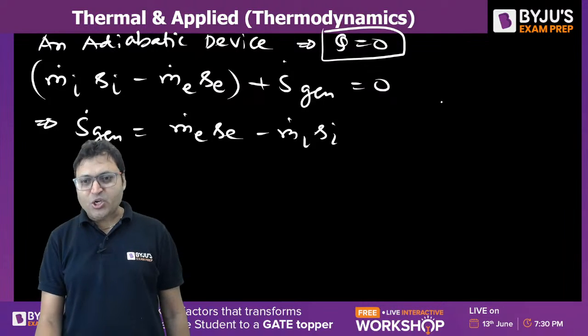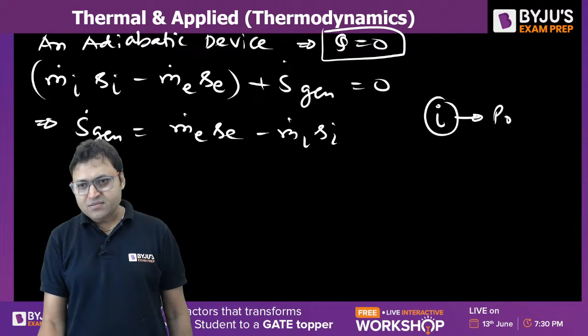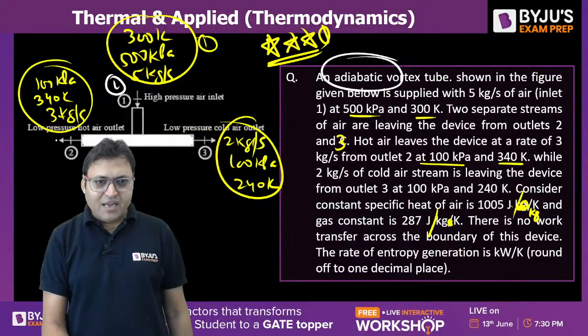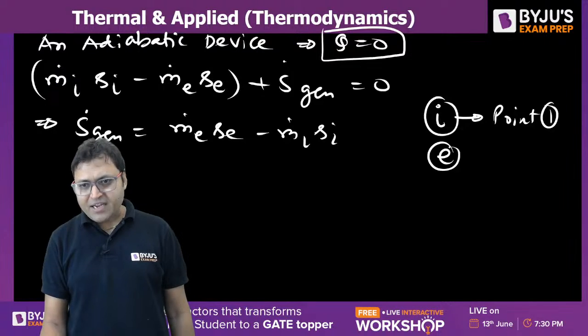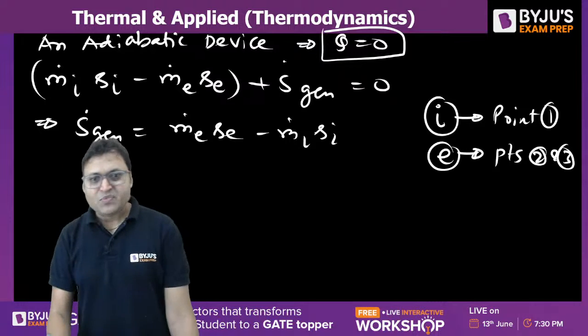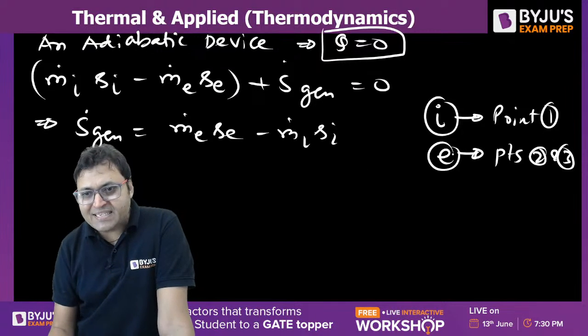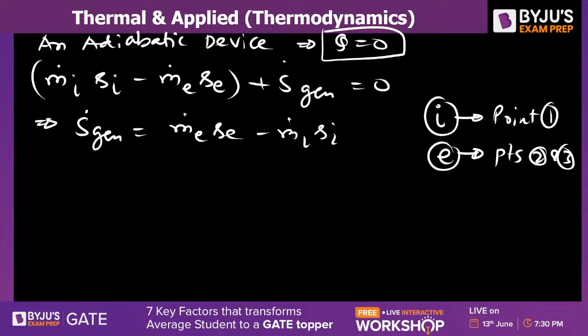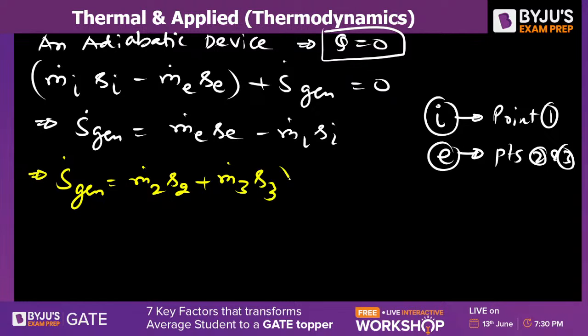And the entry is 1, I is 1, and the exits are 2 and 3. So can we say the exits are 2 and 3? So can we write entropy generation is equal to m dot 2 S2 plus m dot 3 S3 minus m dot 1 S1, isn't it?